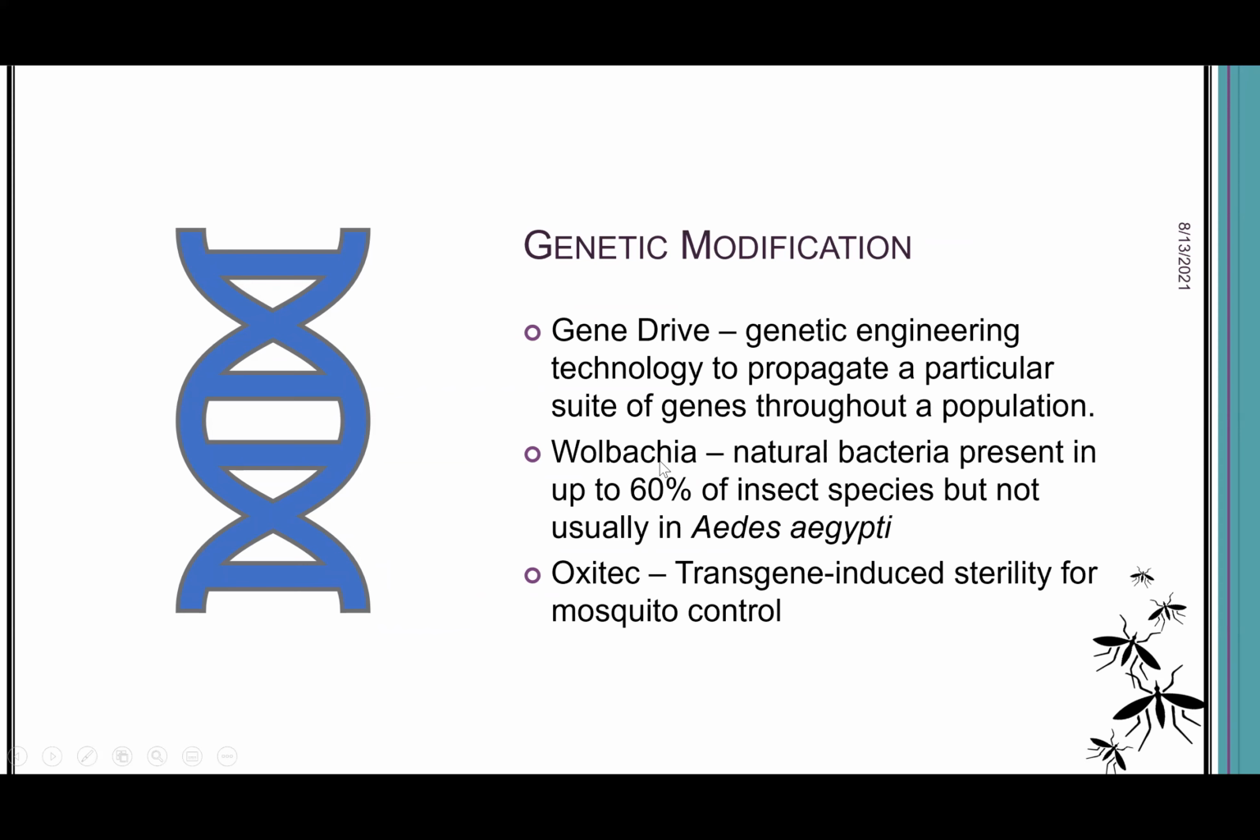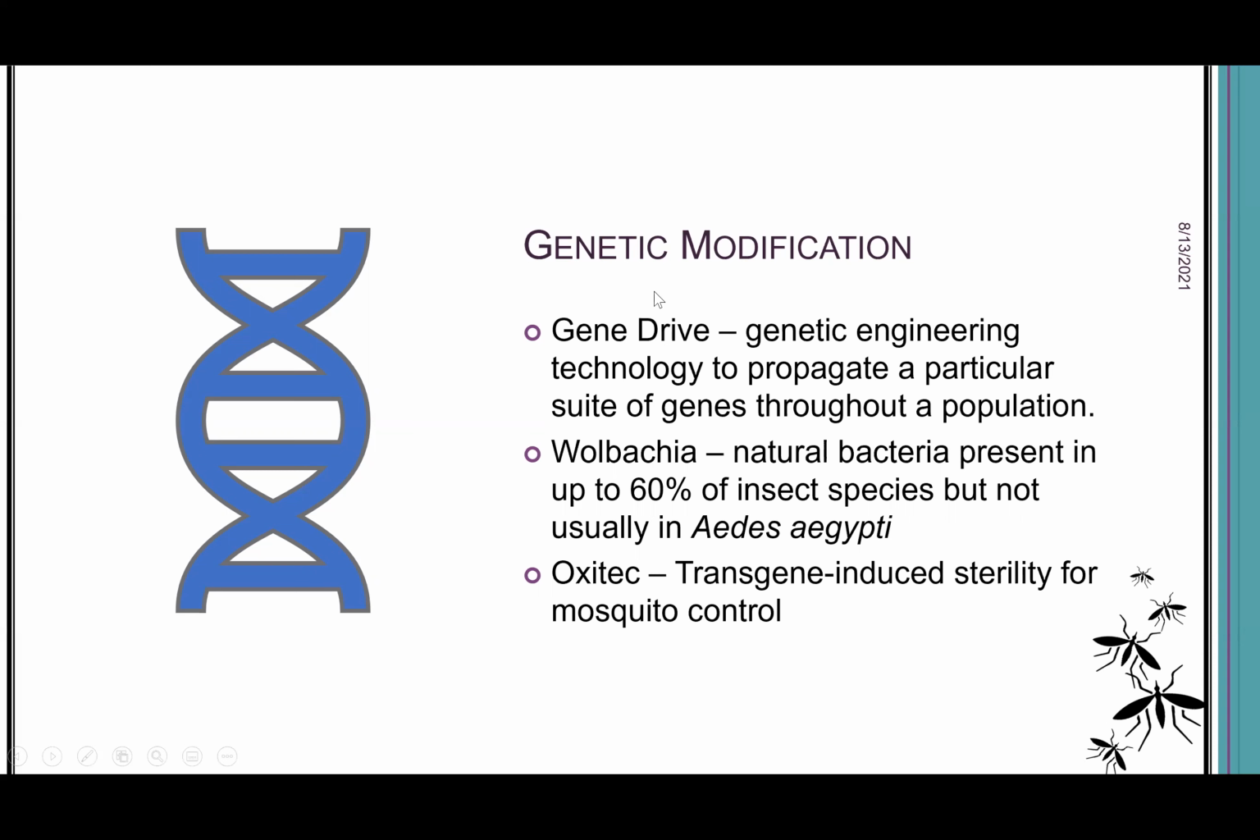This is taking, again, a bacteria that's found naturally in insects and helps regulate populations of insects, but Aedes aegypti doesn't have it for some reason. So what they're doing is they're giving it to the Aedes aegypti, and then they share it with each other, and that leads to offspring death. And then it continues to share through the populations.